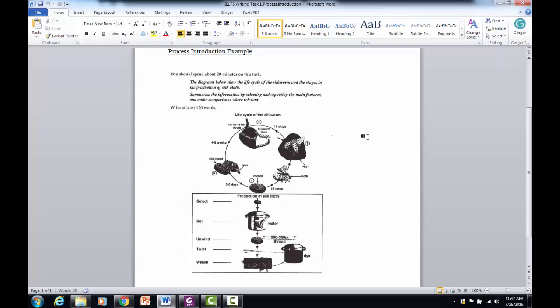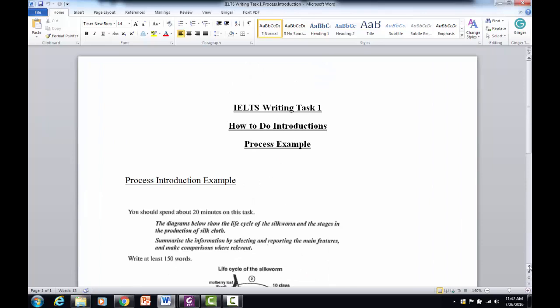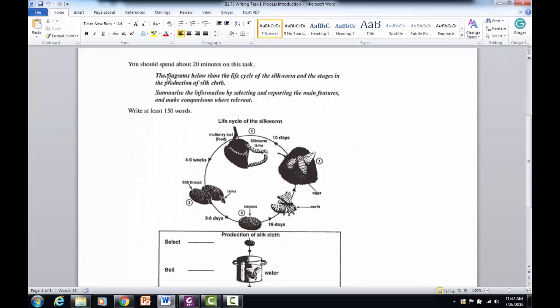Same introduction. Look at it and describe in your own words what it is about. I'm going to make it a little bit bigger so that we can see better. Up here we have their description of what it's about. It says the diagrams below show the life cycle of the silkworm and the stages in the production of silk cloth.